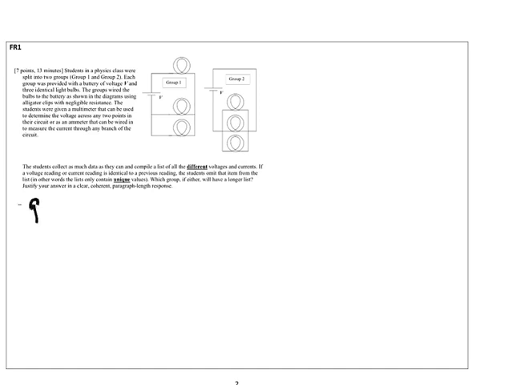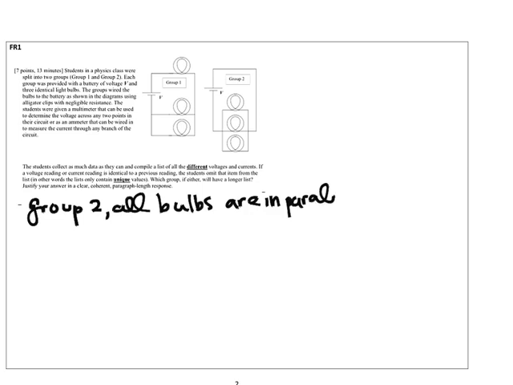Okay, in group 2, all of the bulbs are in parallel. Okay, so using sigma V loop equals 0, all bulbs have the same voltage.